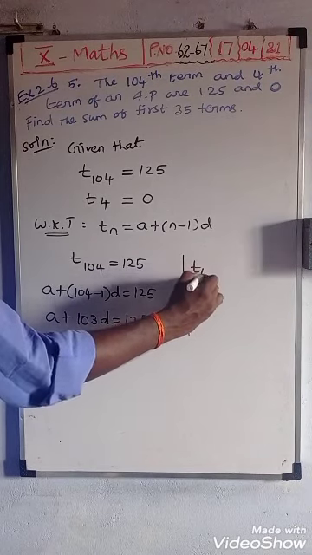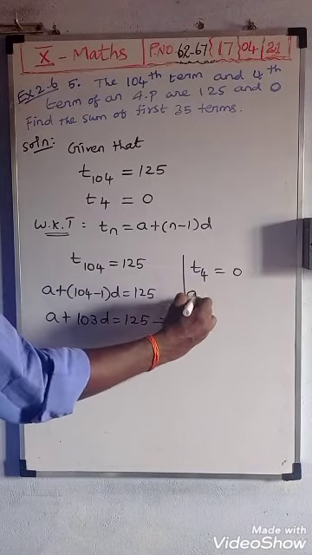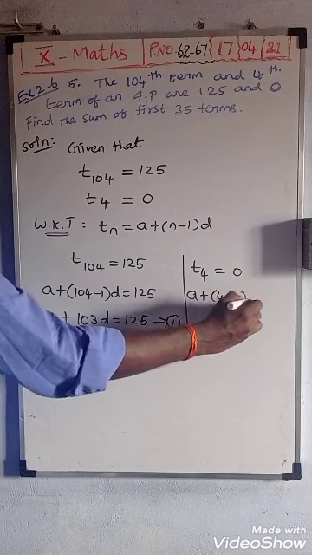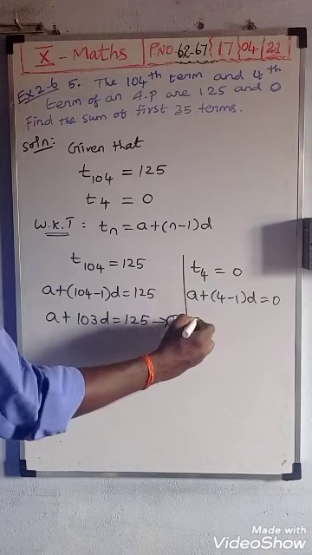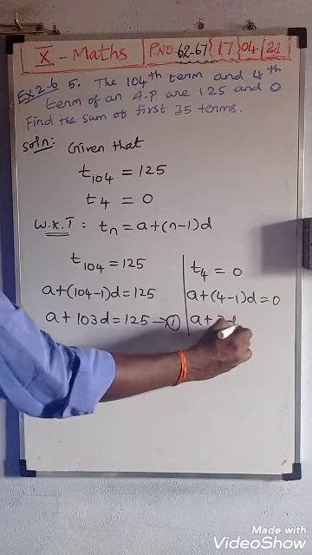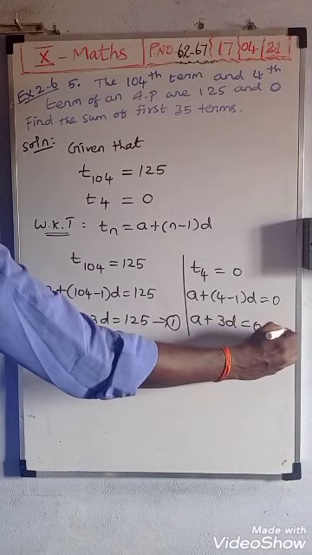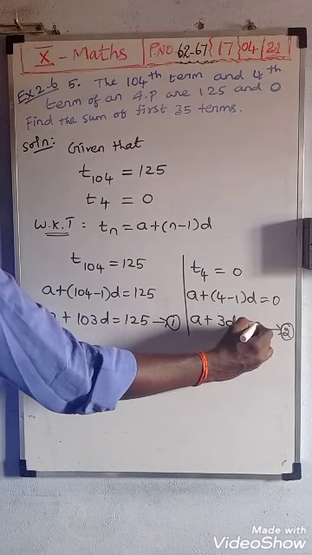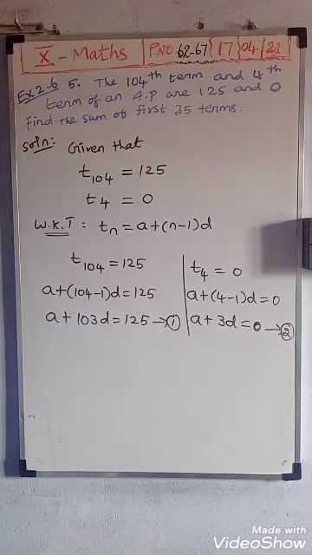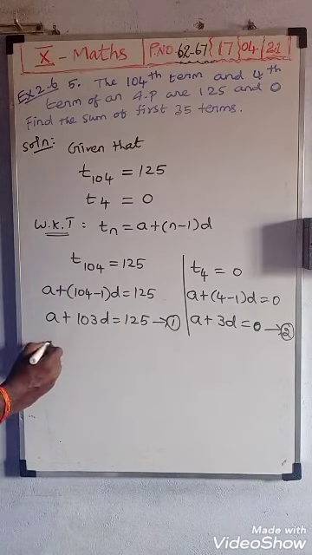Next, T4 is equal to 0. So A plus (4 minus 1) into d is equal to 0. So A plus 3d is equal to 0. This is equation 2. So equations 1 and 2 you want to solve.